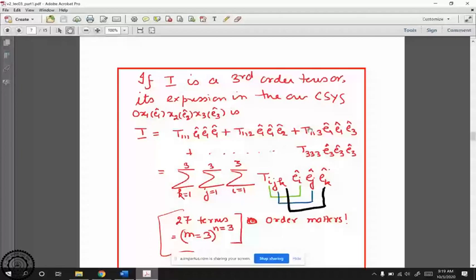Again, most of the time I don't want to write all these 27 expressions or even these dotted things. You just use sigma notation, and the expression will be Tijk, 3 summations, with i and j and k running from 1 to 3. And then again, the order matters here, Ei, Ej, Ek. You cannot write the T tensor as Tijk, Ei, Ek, Ej. That will be a wrong expression. The order of these indices should be the same as the order of indices here.